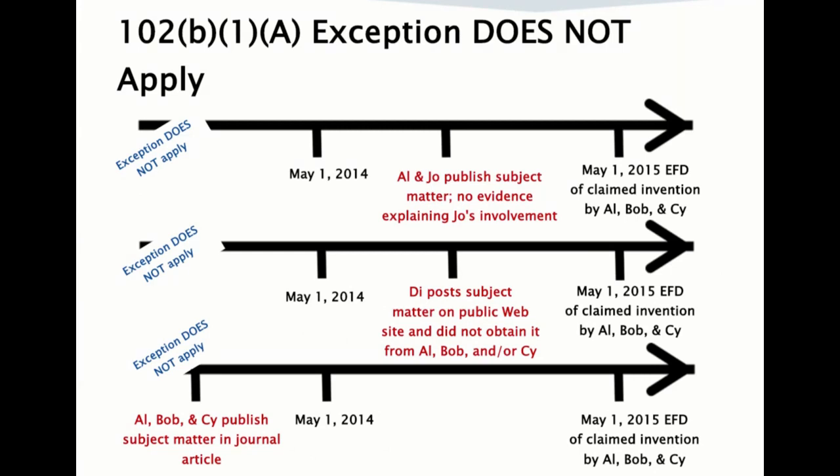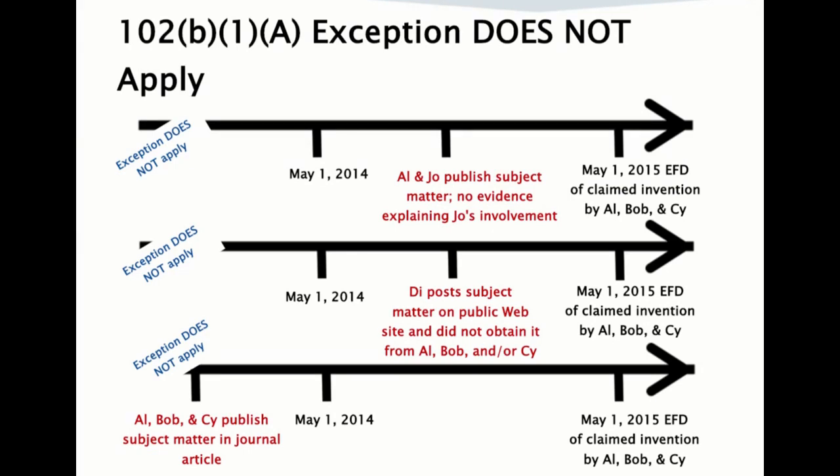Again, here are 3 timelines, each with an application filed by Al, Bob, and Cy on May 1st, 2015, so that the grace period began 1 year earlier on May 1st, 2014. In the first 2 timelines, there are disclosures made during the grace period, and the examiner must determine if the 102B1A exception applies. In the first timeline, the disclosure is by one of the joint inventors, Al, and also someone else, Joe. We do not know what Joe's involvement was. That is, Joe may have provided the subject matter to Al, or Al may have provided it to Joe, but neither is necessarily the case.